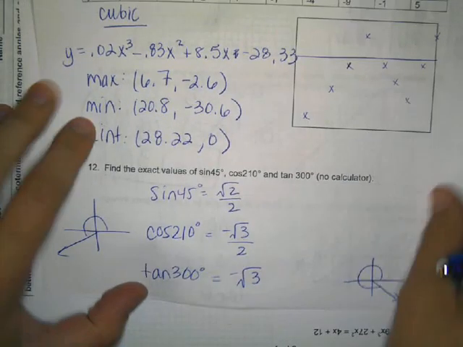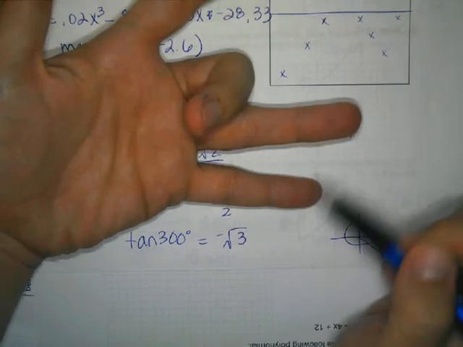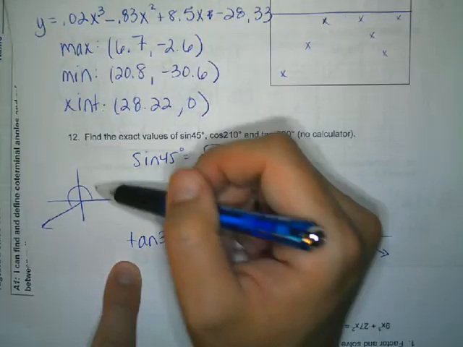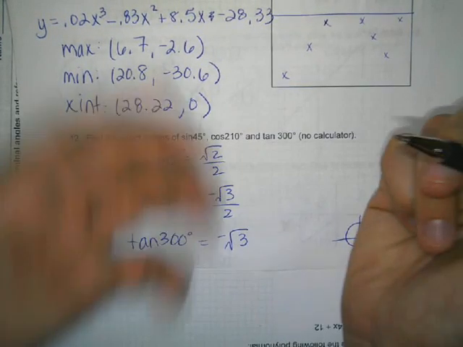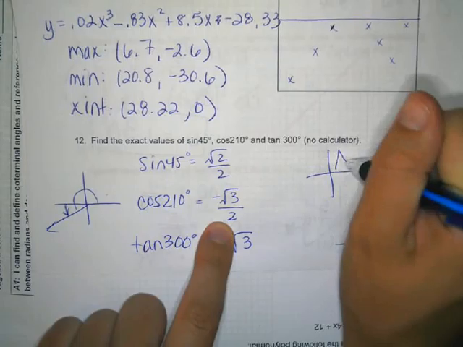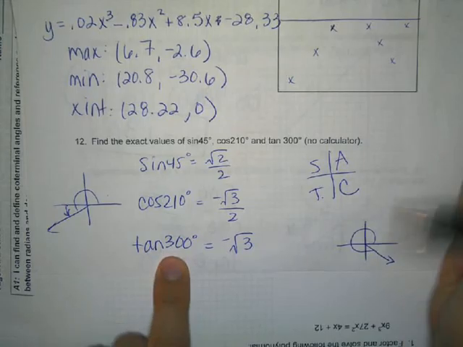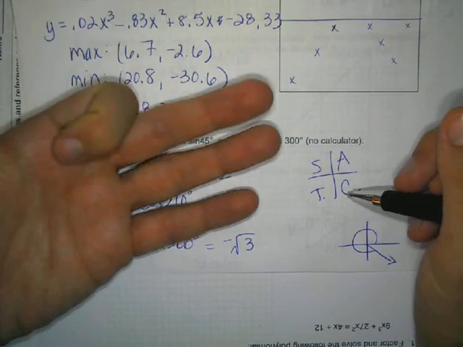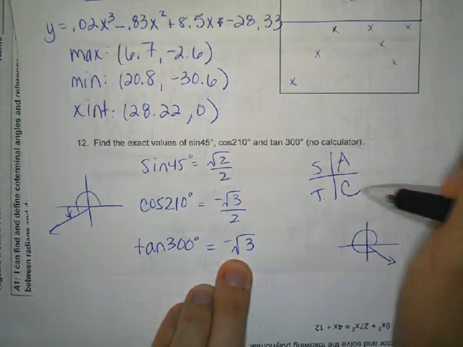Find the exact values of sine of 45, cosine of 210, and tangent of 300. Sine of 45 is square root of 2 over 2. 210 is bigger than the first quadrant, so I just sketch it. It's in the third quadrant. The reference angle is 30 degrees, so that's when I have to use my hand. Cosine is square root of 3 over 2. Now, it's negative because cosine is negative in the third quadrant. Tangent of 300, I just sketched 300. It's in the fourth quadrant. The reference angle is 60 degrees, so tangent is square root of 3. And I had to make it negative because only cosine is positive in the fourth quadrant, and I have tangent.